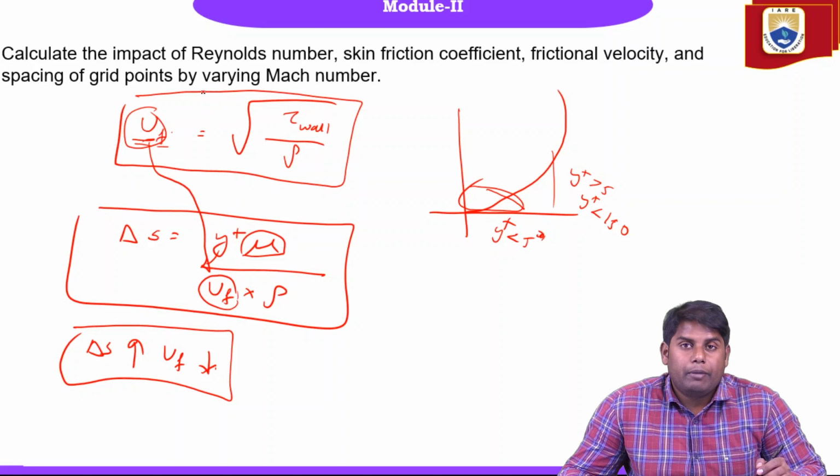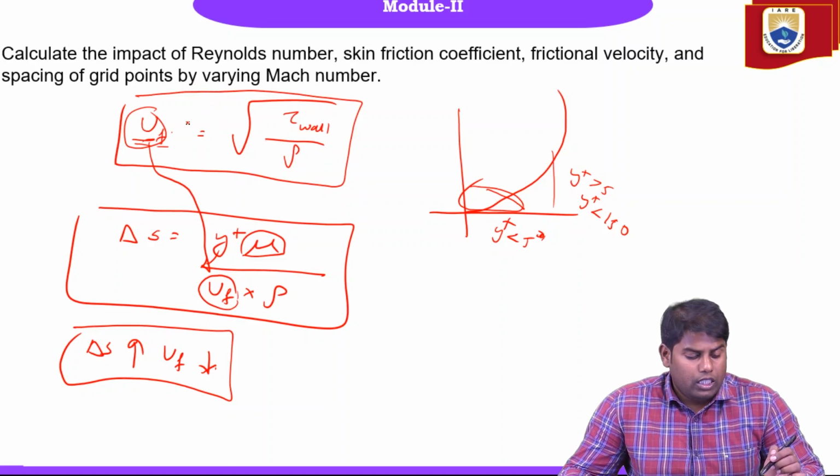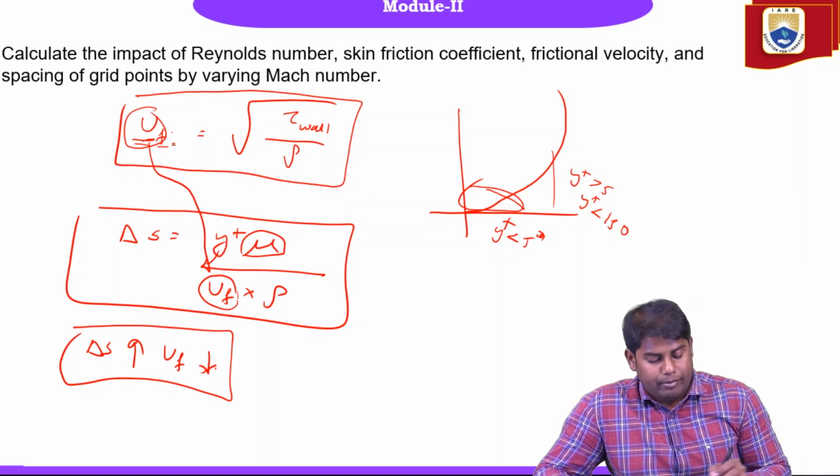So majorly it depends upon the free stream velocity. As the free stream velocity increases, the tau of wall increases. Then the UF value increases. Next, if the UF value increases, what happens? The spacing between two midpoints will decrease. So the delta S is nothing but the spacing.